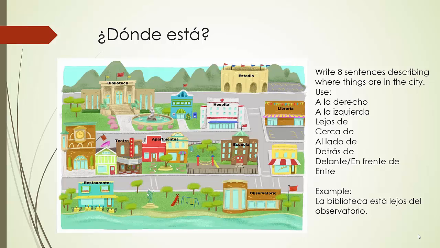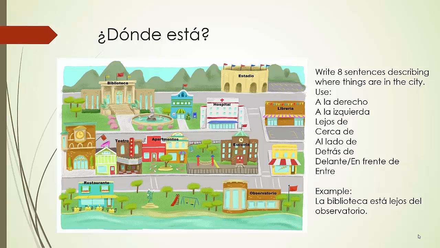La biblioteca está lejos del observatorio. So what does that mean? The library is far from the observatory, because they're about as far apart as you can get on this little map. Now, I want to point out one thing to you. Look at the sentence that I gave you as an example. La biblioteca está lejos del observatorio.